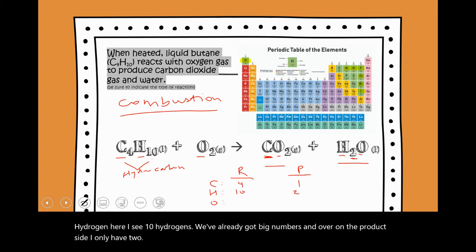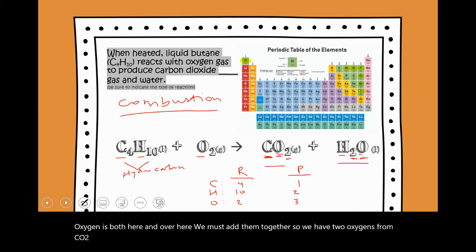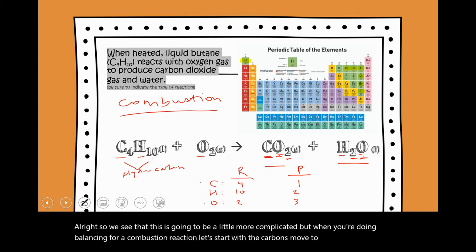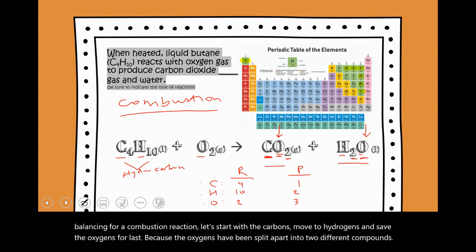And then oxygen. Here on the reactant side, I have 2. And on the product side, don't forget this, oxygen is both here and over here. We must add them together. So we have 2 oxygens from CO2 and 1 from water. That makes 3. All right, so we see that this is going to be a little more complicated. But when you're doing balancing for a combustion reaction, let's start with the carbons, move to hydrogens, and save the oxygens for last because the oxygens have been split apart into 2 different compounds.